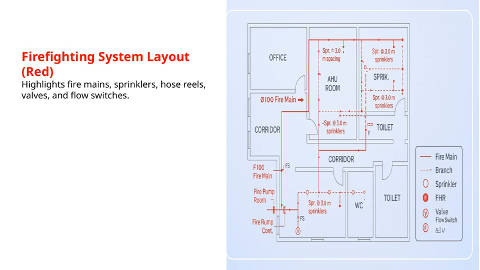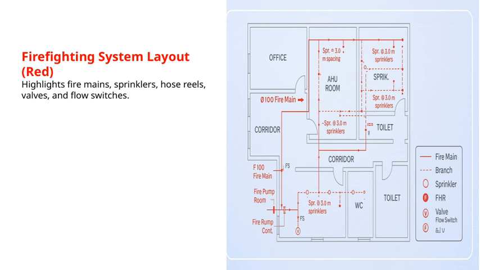Let's take a closer look at the firefighting system layout, which is highlighted here in red. This diagram shows us the key components that make up the fire protection network. First, you'll notice the fire mains. These are the main pipes that distribute water throughout the system. They form the backbone of the firefighting infrastructure. Next, we have the sprinklers, which are strategically placed to activate automatically in the event of a fire, providing quick and efficient coverage. Then there are the hose reels, which offer a portable water source for manual firefighting efforts. Valves are also crucial. They control the flow of water, allowing us to isolate sections when needed for maintenance or in case of an emergency.